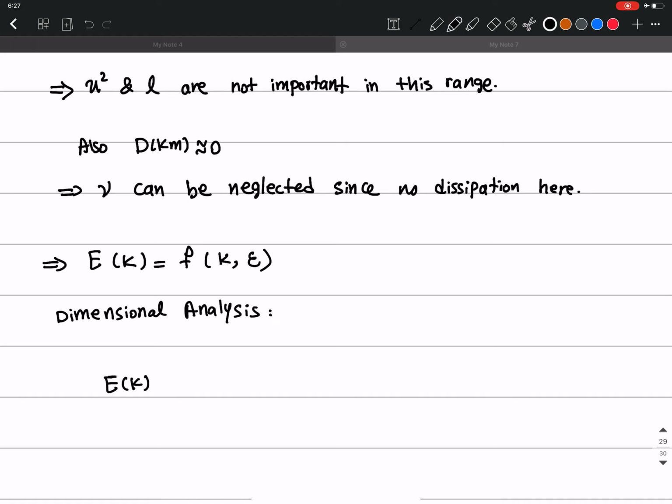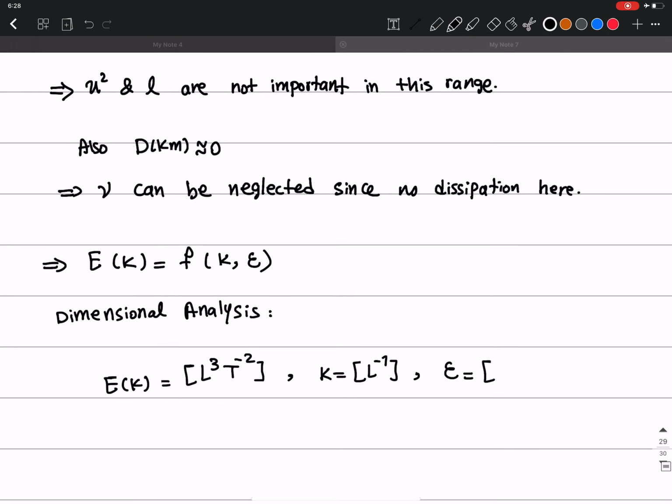Ek, the units of that is L cubed t to the minus 2. The unit of k, the wave number, is L to the minus 1. And the unit of energy dissipation rate is u square over time. It's the rate, so it's going to be L square t to the minus 2, t to the minus 3.